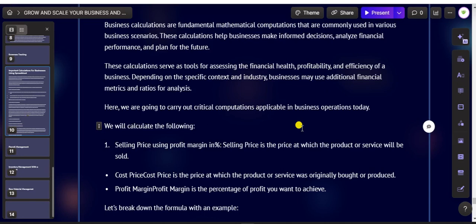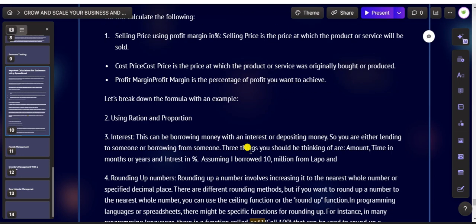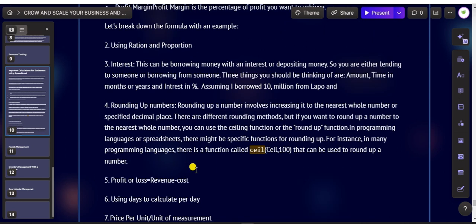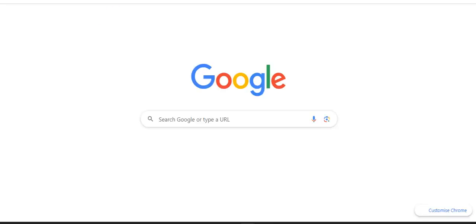Okay, hello everyone. Let's conclude our calculation here. We've done selling price, cost price, and we have done all of that. We have used a calculator, using ratios and proportion. We've done rounding up numbers. So let's head to interest. Let's calculate our interest.